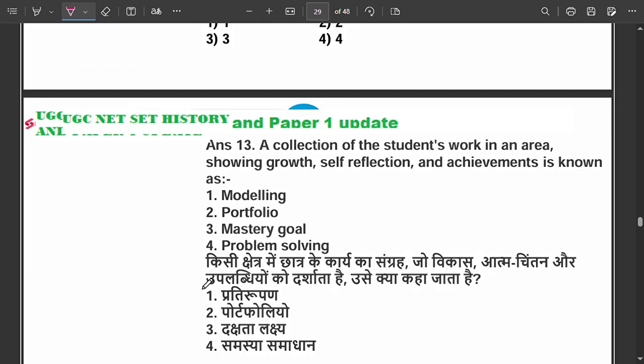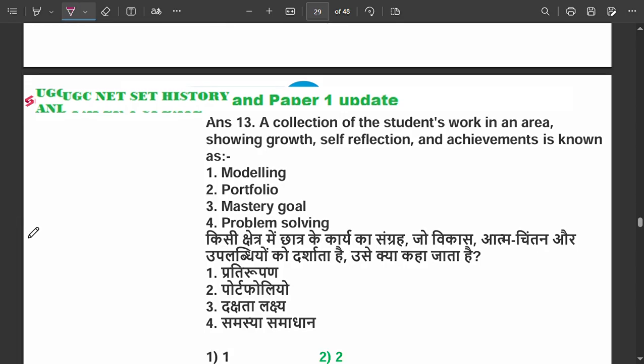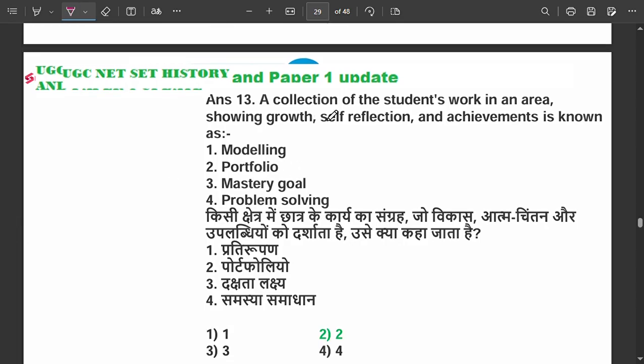Next, question number 13. A collection of student work in an area showing growth, self-reflection and achievement is known as a portfolio. That was the correct answer, option number 2.